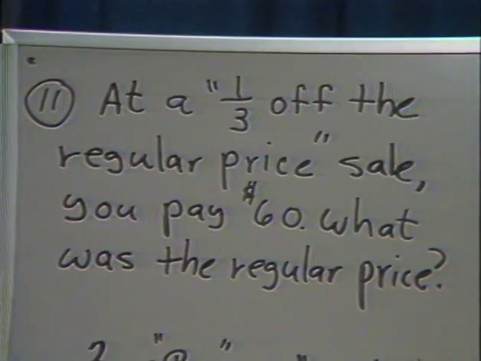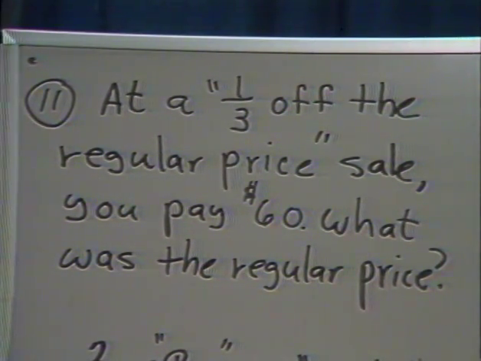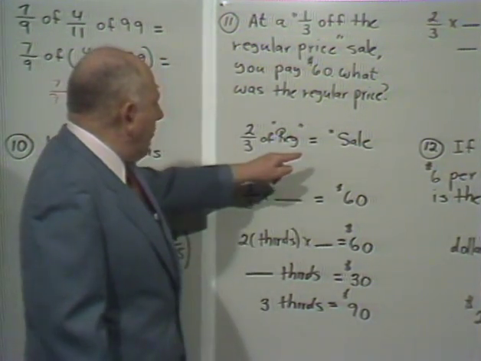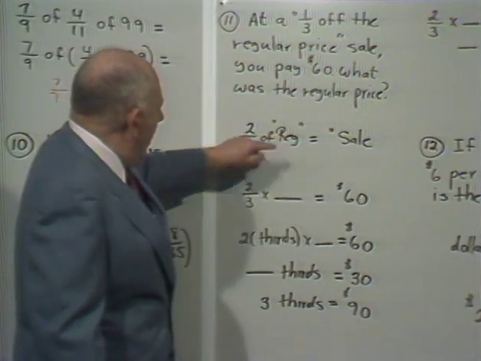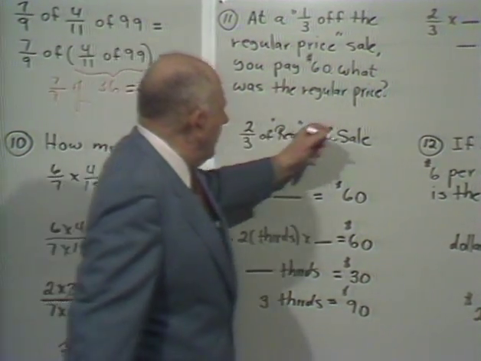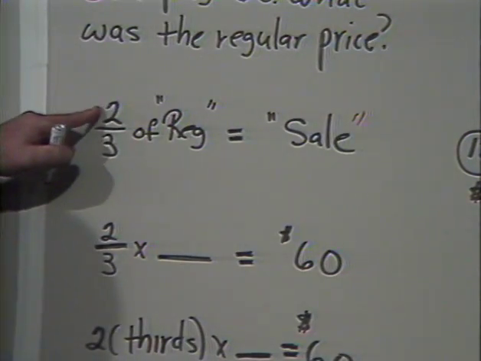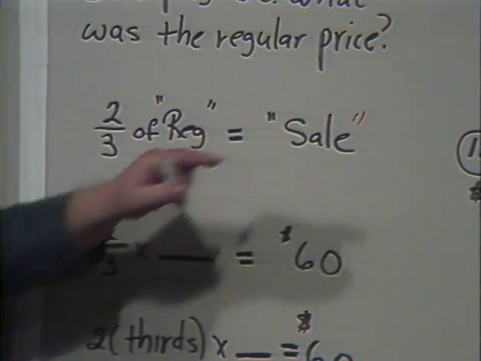Suppose I say, at a 1/3 off the regular price sale, you pay $60. See, that's the sale price, $60. Now I say to you, what was the regular price? Now, what is the regular price? Since it's 1/3 off, you're saving what? $1 out of every 3. That means you're still paying $2 out of every 3. So to find the sale price, 2/3 of the regular price is what? The sale price. In other words, if I take the regular price and divide it by 3, then multiply that by 2, that will give me the sale price.